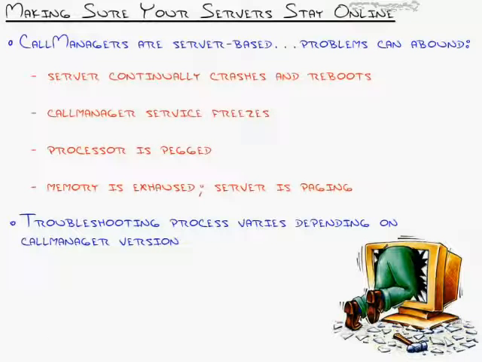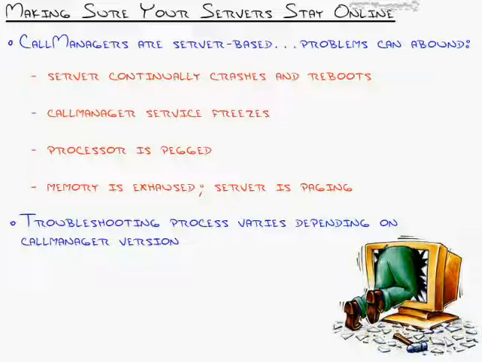Well, let's start off with the biggest, broadest encompassing area first, and that is making sure your servers stay online. The call managers are all server-based. They're typically running on either an HP or IBM platform that you buy from Cisco as an MCS server. So anytime you have a server in the picture, then there's all kinds of problems that can happen. You can have hard drive lock up. You can have bad memory. The motherboard can go out. Bad power supply. Bad RAID card.